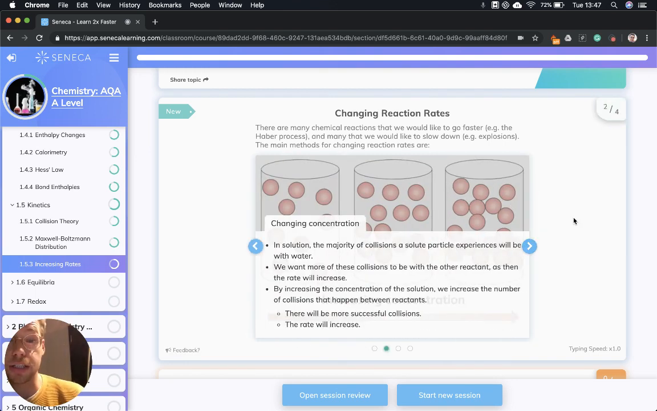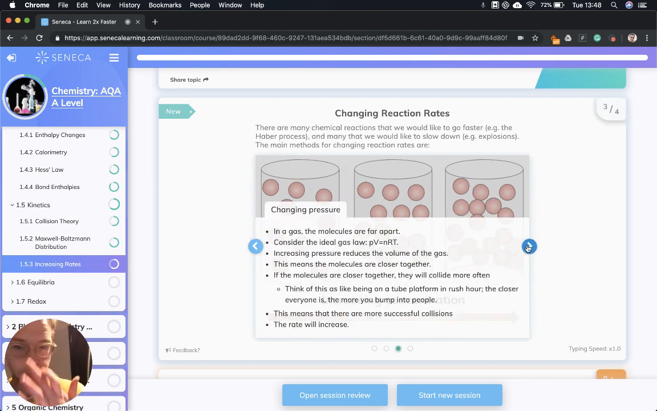We can also change the concentration. In solution, the majority of the collisions a solute particle experiences will be with water. We want more of these collisions to be with the other reactant, as the rate will increase. By increasing the concentration of the solution, we increase the number of collisions that happen between reactants. This means that there will be more successful collisions, hence the rate will increase.